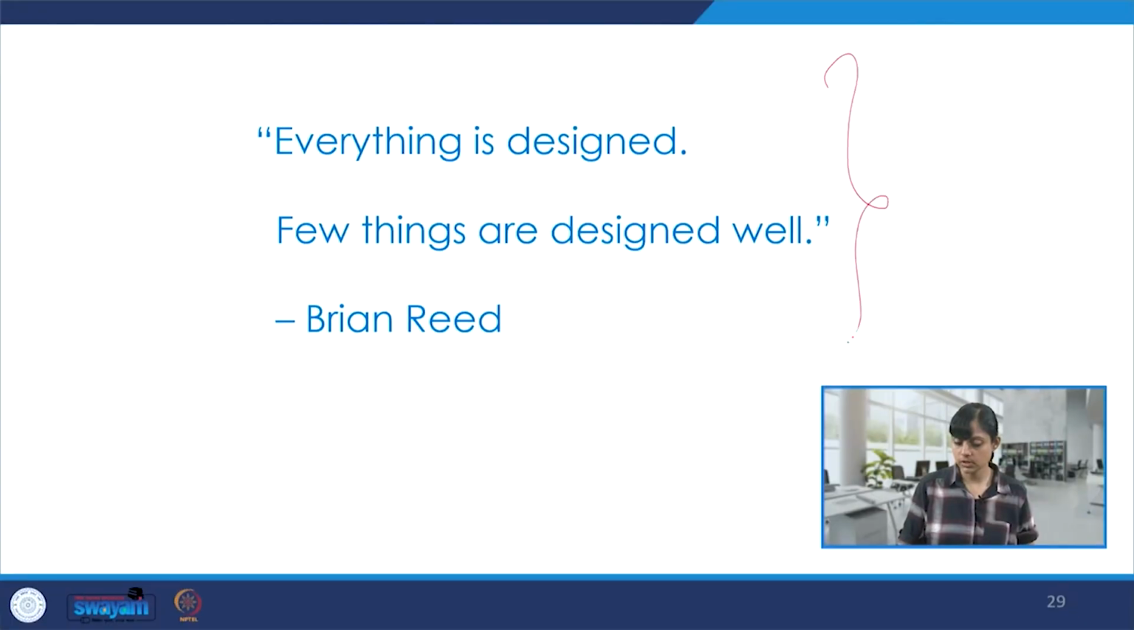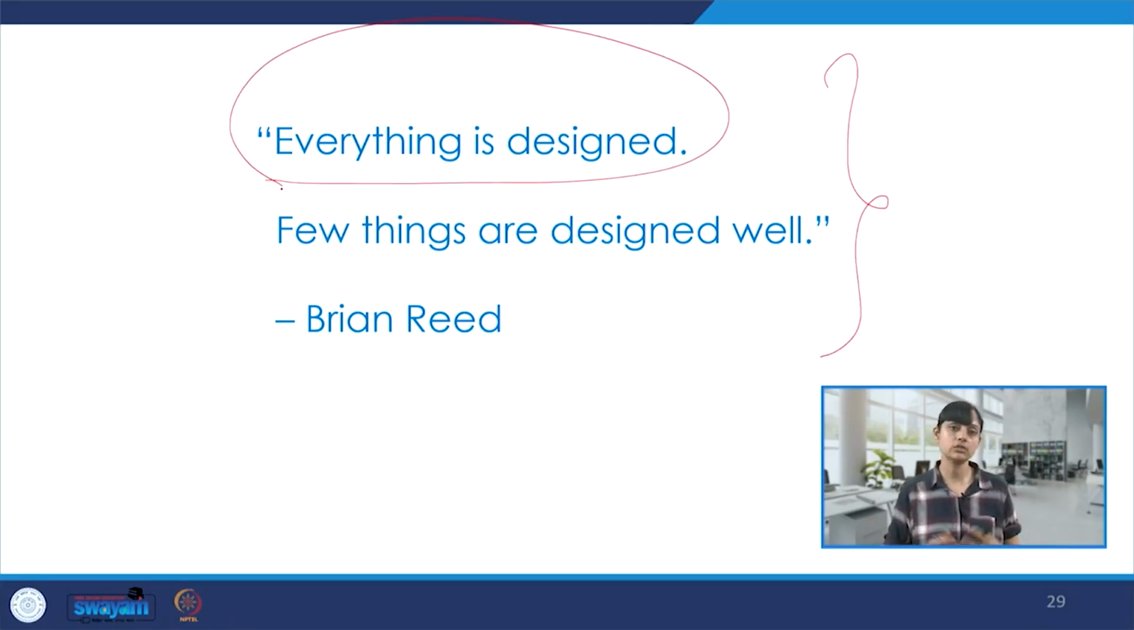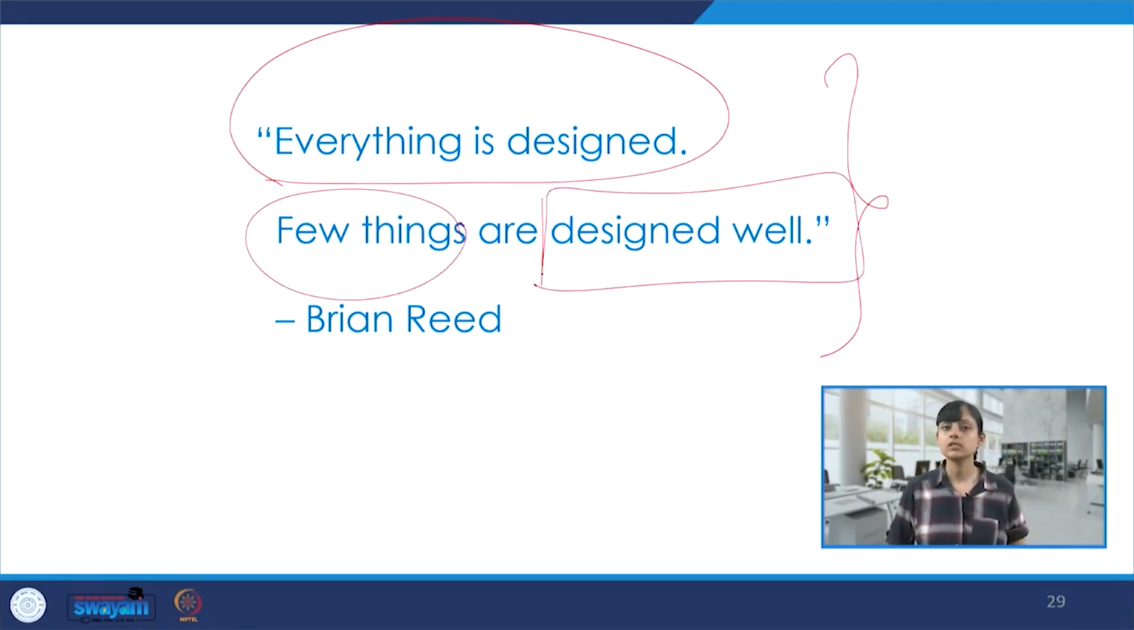So I'm just putting this quote also as part of the summary. Everything is designed, so whatever we see around us actually has some aspect of design, but there are only a few things which are designed well. So designing is not easy, and to achieve simplicity is the most difficult, and for that one has to have a lot of training, and only then will your efforts appear minimal, because you have already been trained a lot to reach that perfection.